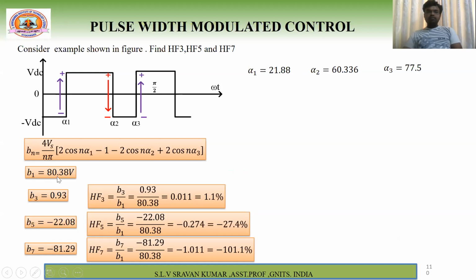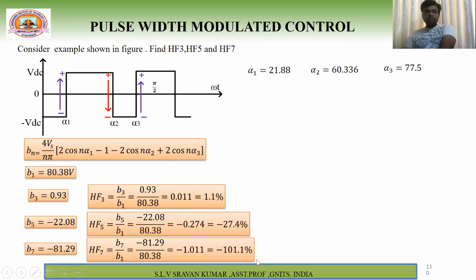And what is this B1? 80.38. What is this B3? 0.93. And what is the harmonic factor? 1.1. And B5 is minus 22.08, and you are having minus 27.4. Right? For B3, you just substitute n equal to 3, then you will get B3. What is the harmonic factor? B3 by B1. Similarly for B5 and B7, you will definitely get it.